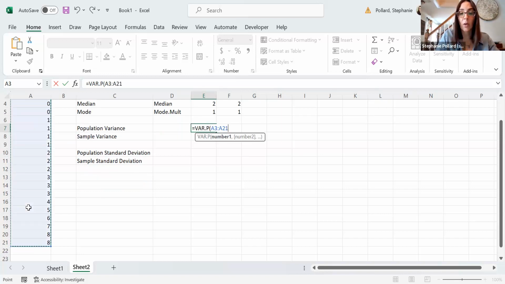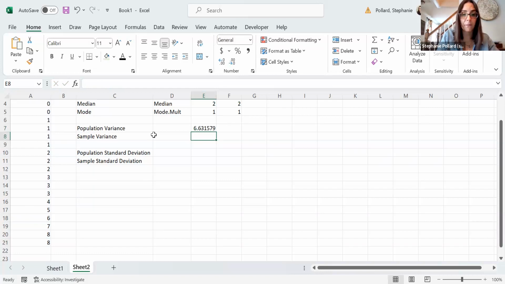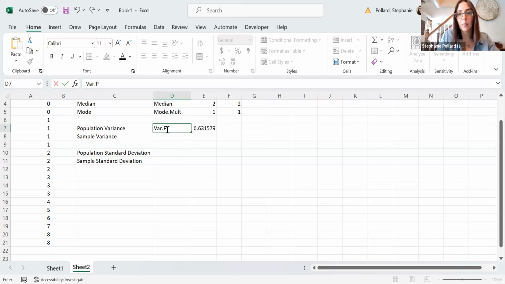Once I've selected the data, I'm just going to go ahead and hit enter, and that is it. So again, this was called VAR.P, VAR for variance, P for population.